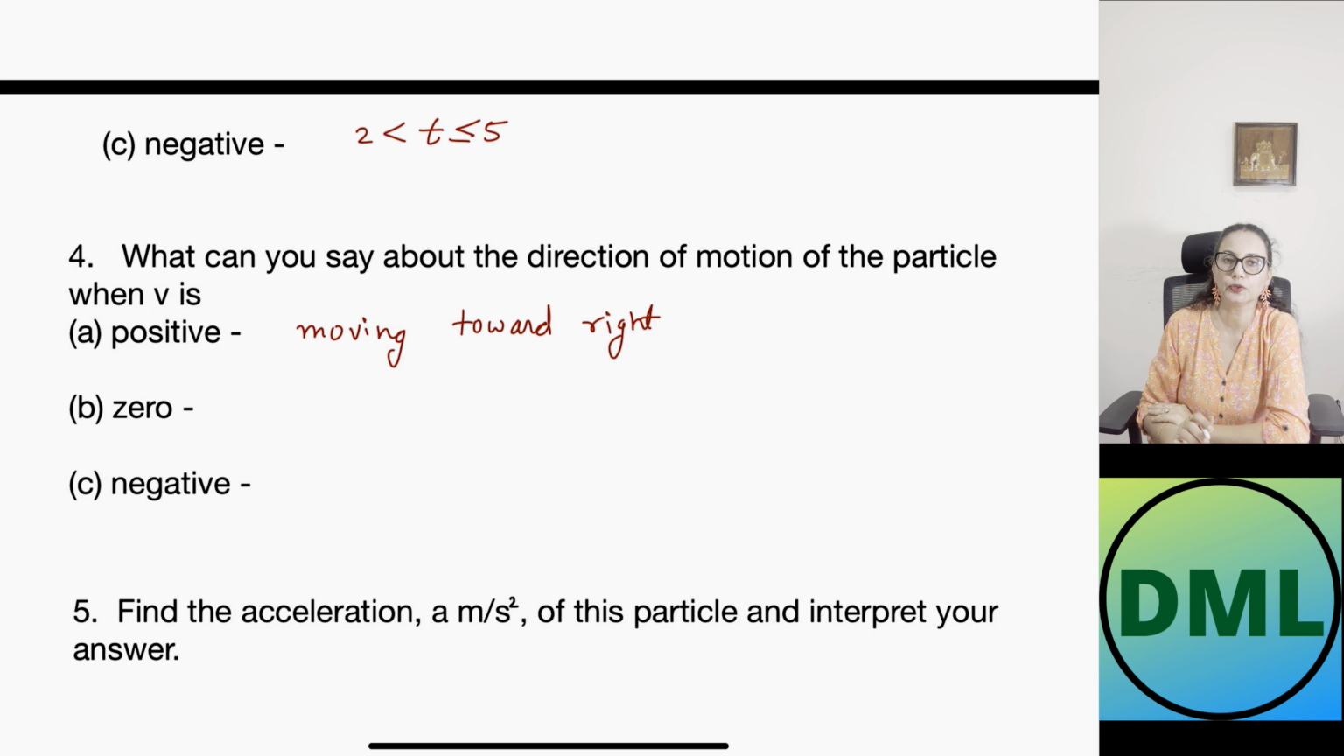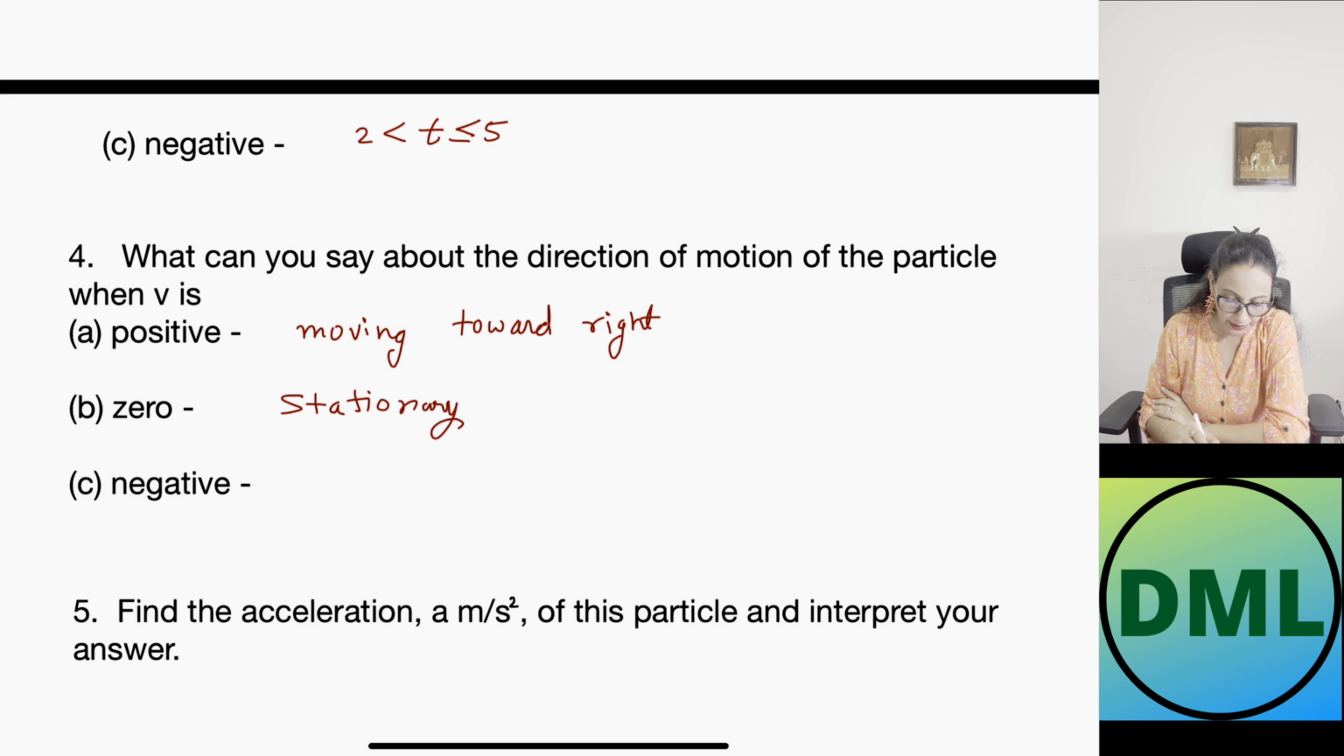What can you say about the direction of the motion when the velocity is 0? At t is equal to 2, my velocity is 0. When velocity is 0, that means I didn't move. That means it shows you that my position is stationary. This shows you that at that point, the particle is stationary.